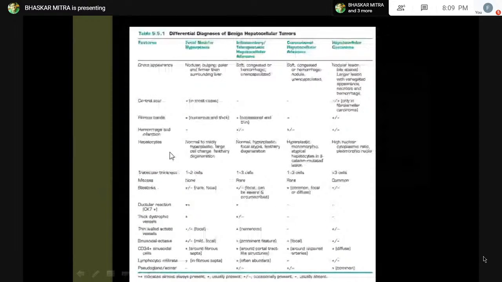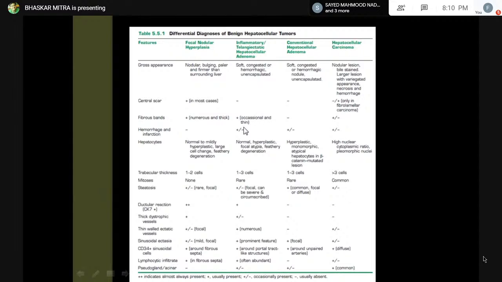So this is a differential chart showing the differences between focal nodular hyperplasia, hepatocellular adenoma, telangiectatic type, and conventional type, in comparison with the hepatocellular carcinoma group. Here the focal nodular hyperplasia shows a characteristic central scar on gross examination. Hepatocellular carcinoma, particularly the fibrolamellar variant, can also show this stellate scar. Fibrous bands are common in focal nodular hyperplasia and usually not seen in these other cases.